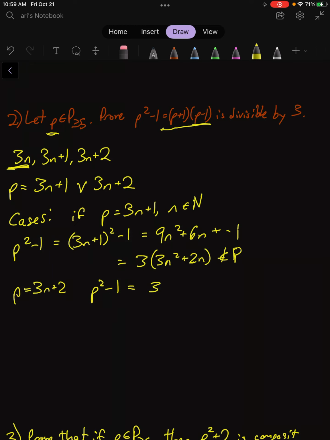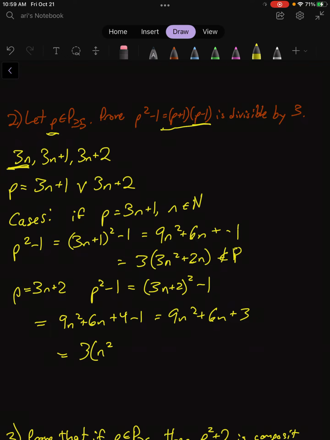equals 3n plus 2 squared minus 1, which equals 9n squared plus 6n plus 4 minus 1. That's all correct, yeah. Which equals 9n squared plus 6n plus 3, which equals 3 times 3n squared plus 2n plus 1.